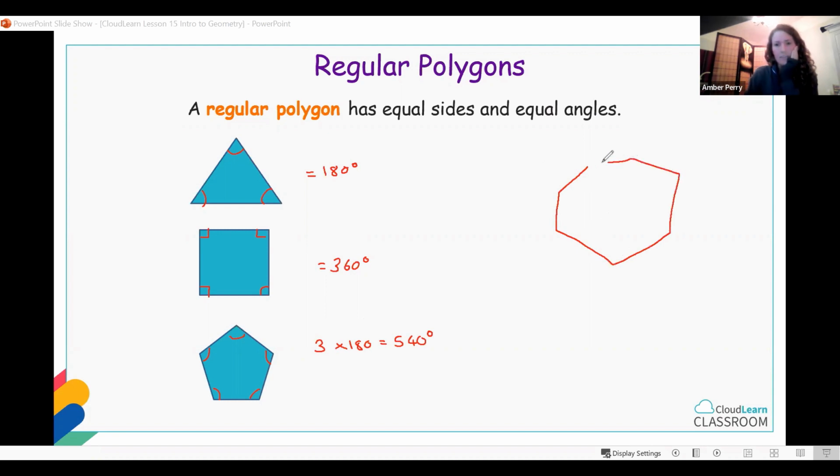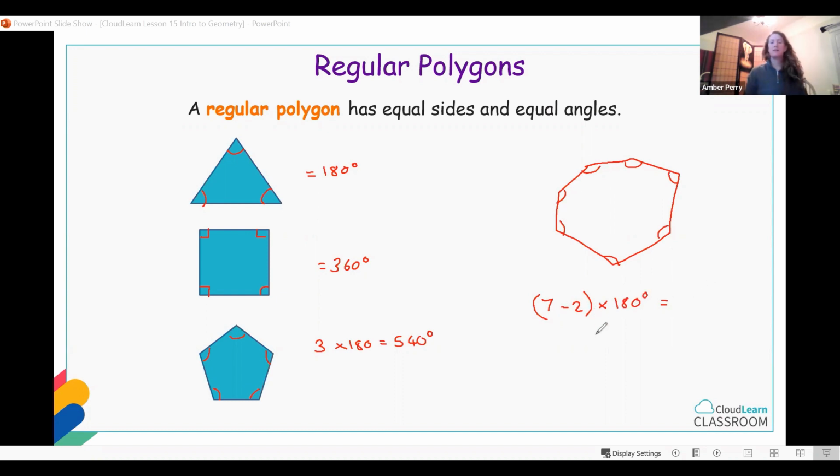What about, let's just draw a completely random 7-sided shape. Trying to do a 7 is not that easy. So there's 7 sides, okay? Now I'm going to use that formula that I just talked about. So we're going to take 1, 2, 3, 4, 5, 6, yeah, we've got 7. So we're going to take the number of sides, that's 7, subtract 2 to find the number of triangles, times that by 180 degrees, and that will give us the sum of the angles inside that polygon.